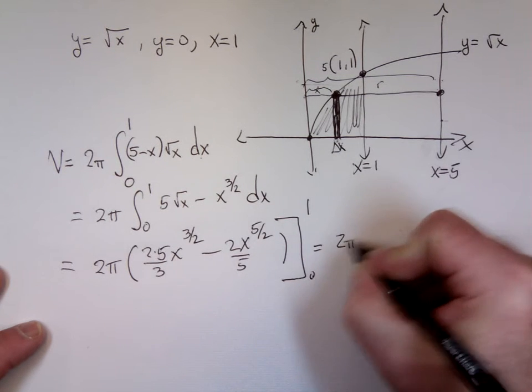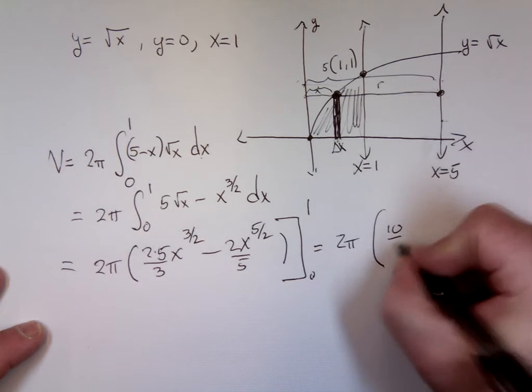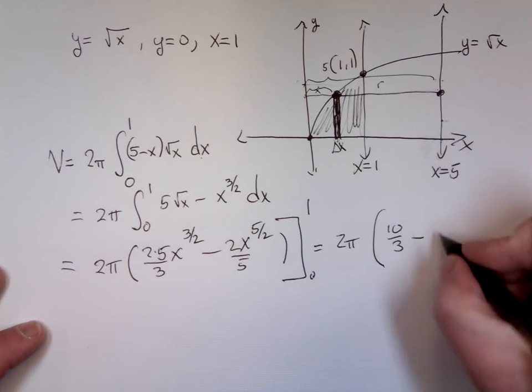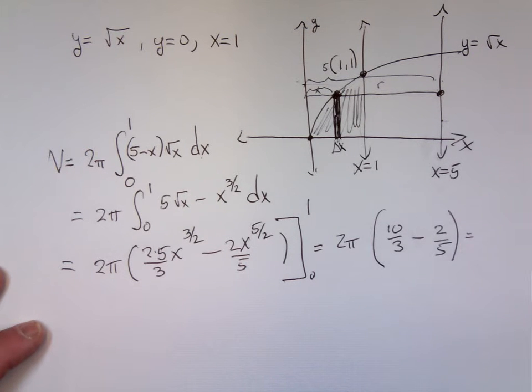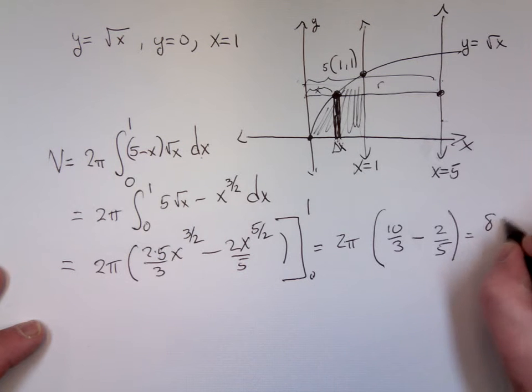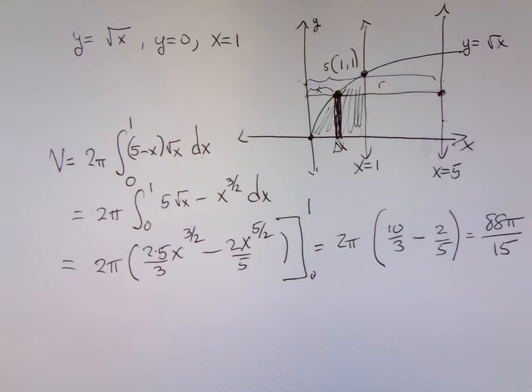Substitute in. Okay. You're going to get 10/3 minus 2/5. Zeros give you 0. We get 44 over 15, okay, is the answer that you'd get. Is that 88 pi over 15? Yep. Yep.